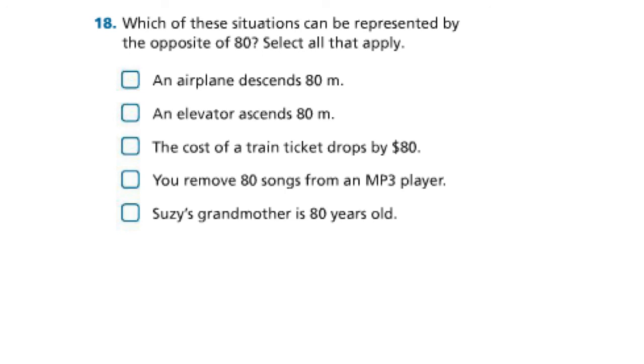Question 18. Which of these situations can be represented by the opposite of 80? Well, what is the opposite of 80? It is -80. So we need to look for the parts of this problem that represent a -80. An airplane descends 80 meters. Descends means go down. That is negative. That is our choice. An elevator ascends 80. That goes up. That would be positive.